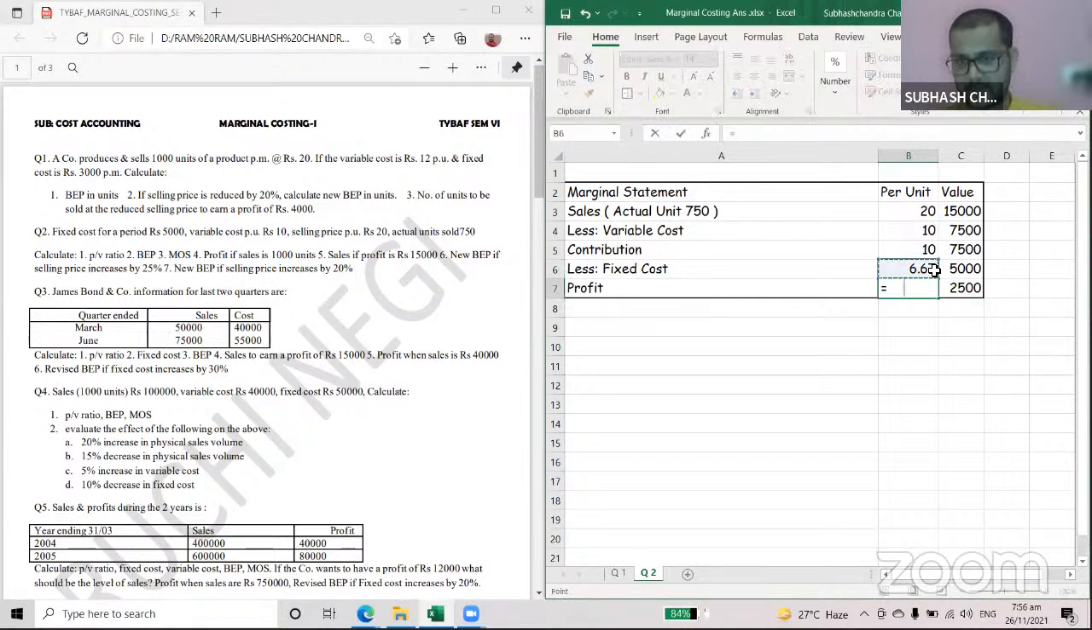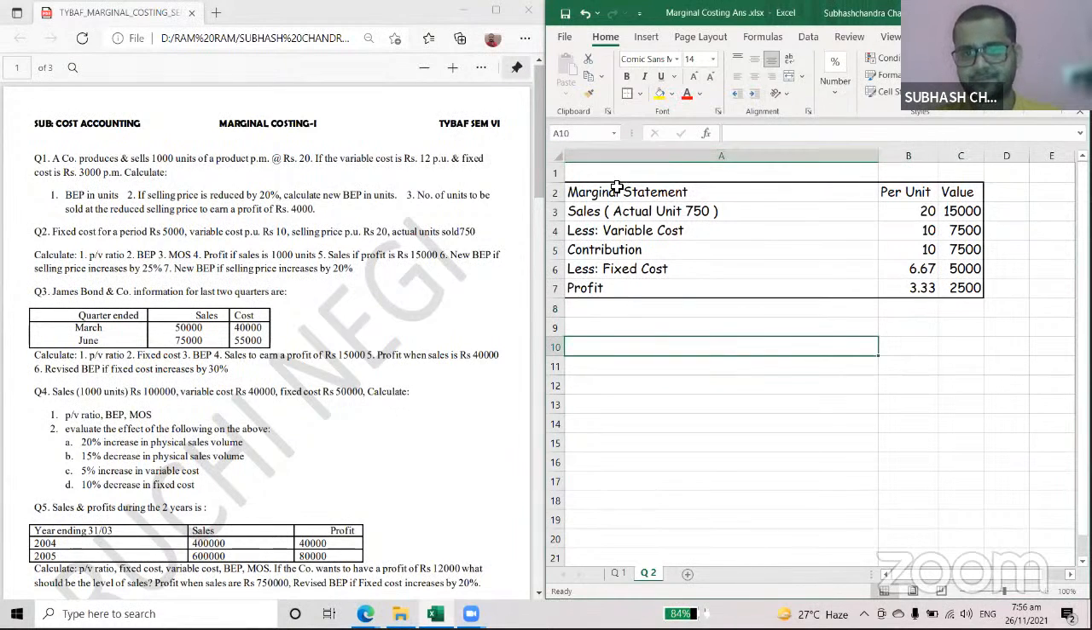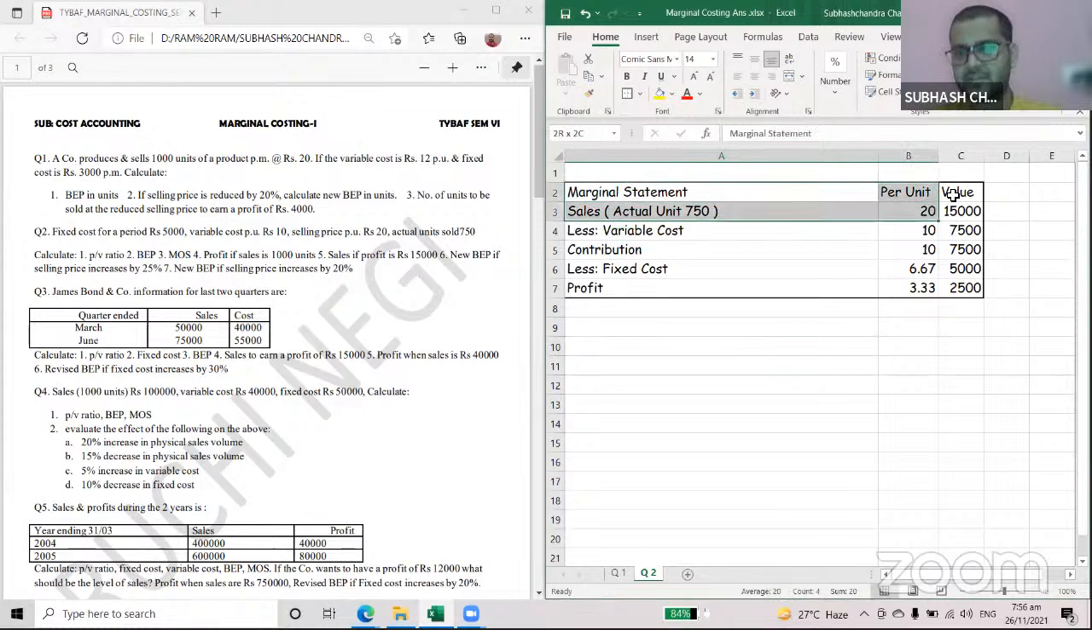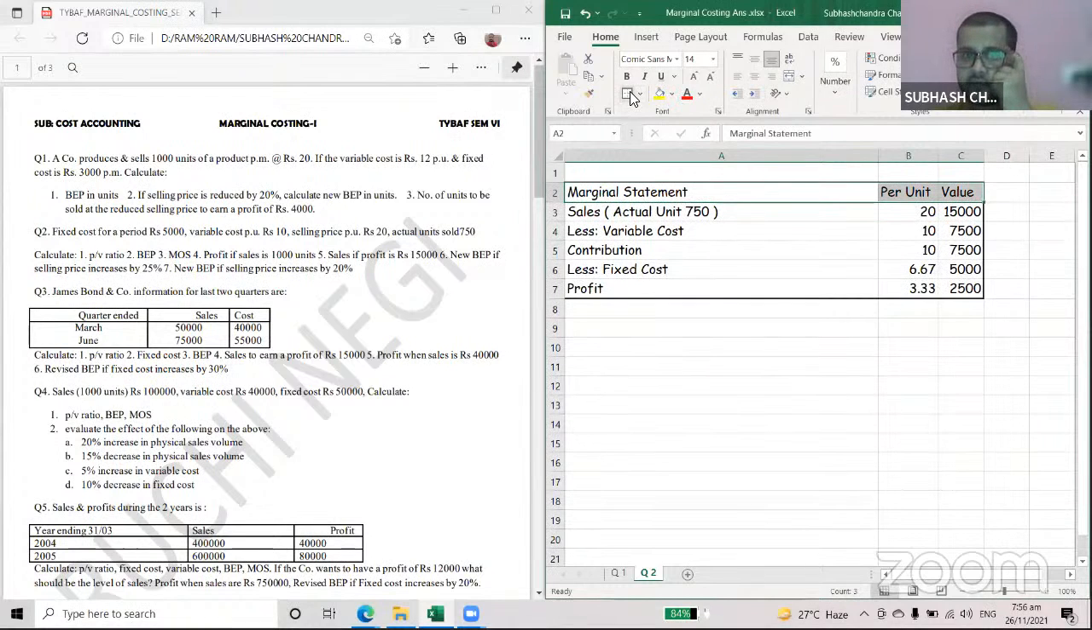So what will be this? This will be 3.33. So it's a very simple calculation. I used to prefer to do it this way because every time I start with marginal costing, it is easy. In these 20 questions, nothing is hard. 20 questions means 1 hour. In 1 hour, we can solve 20 questions on a calculator.